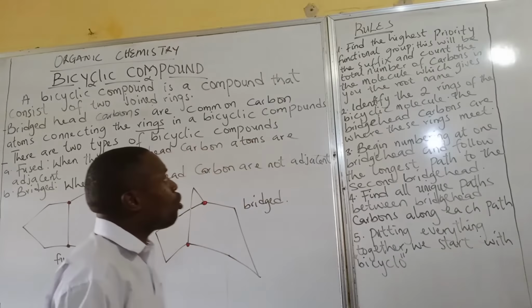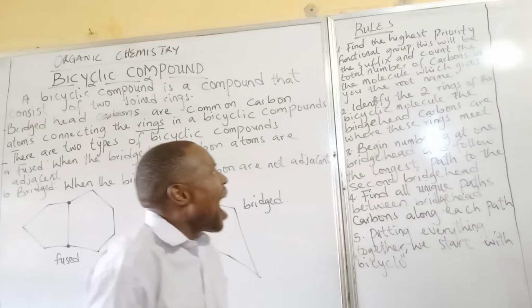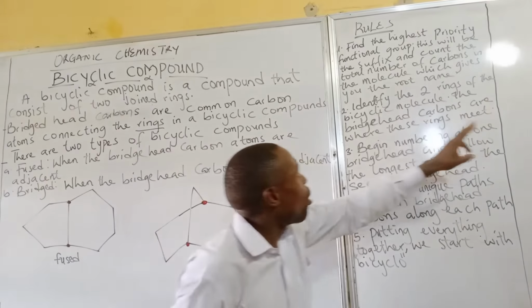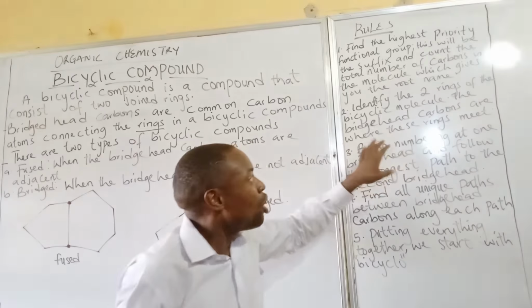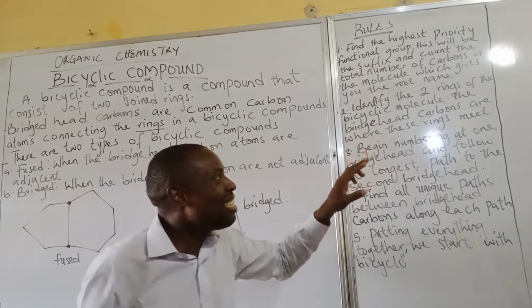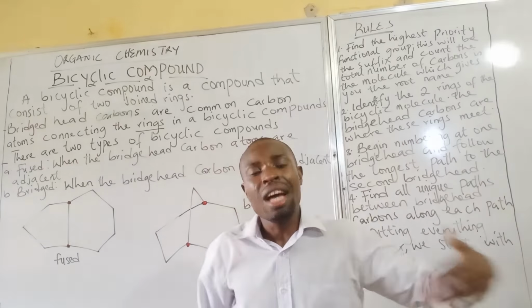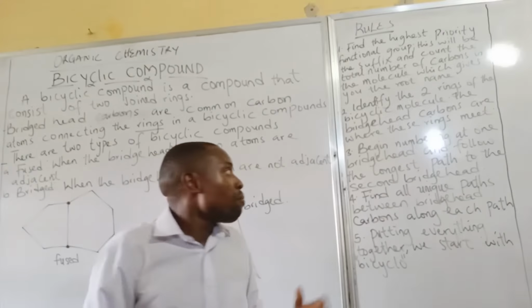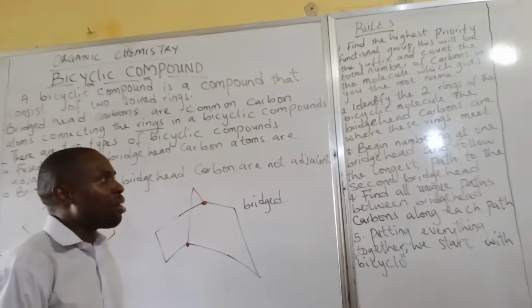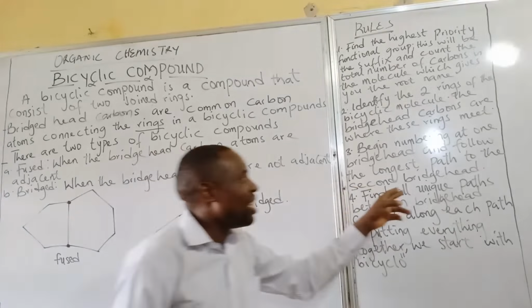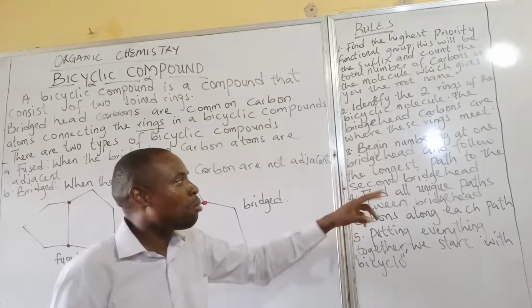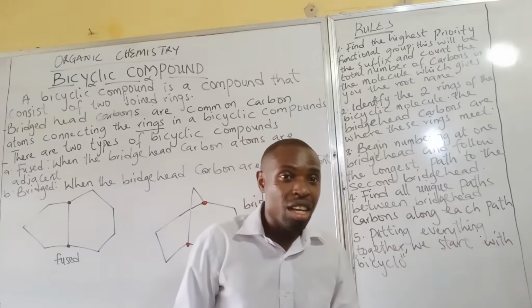I hope you are following. Good. Now we continue. Rule number two is to identify the two rings of the bicyclic molecule. The bridge-head carbons are where these rings meet, which I have explained to you: we have the one for fused and the one for bridged. Rule number three is to begin numbering at one bridge-head and follow the longest path to the second bridge-head.